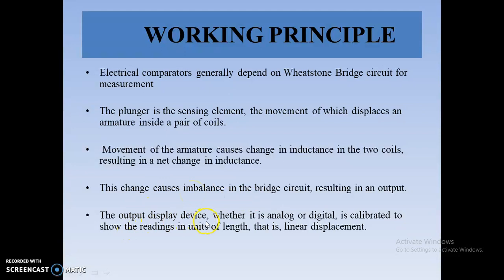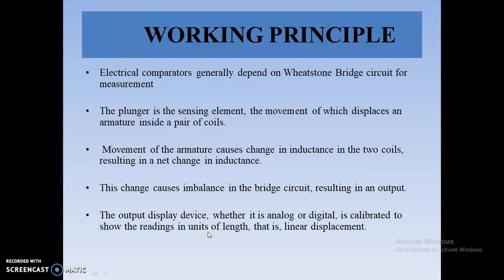The output display device, whether it is analog or digital, is calibrated to show the readings in units of length, that is linear displacement. This electrical signal can be read from a display unit, which is calibrated to show the readings in units of length.